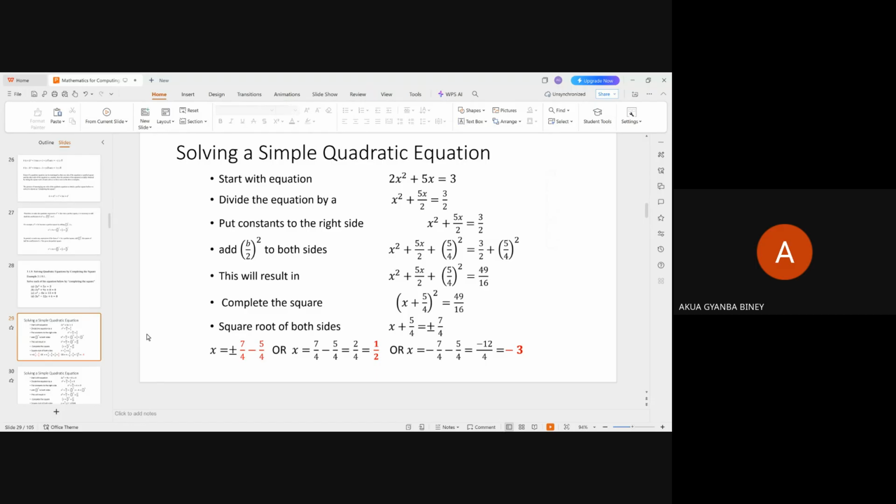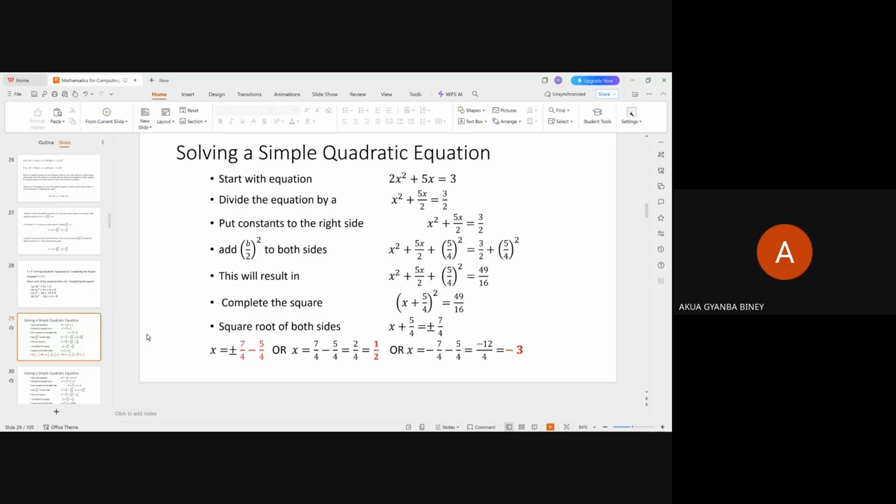So, simple: computing the square or solving a simple quadratic equation, please always go through the steps. Start with the equation. You divide through by a to make the coefficient of x squared 1. Put all the constants to the right. Add b/2 all squared to both sides.